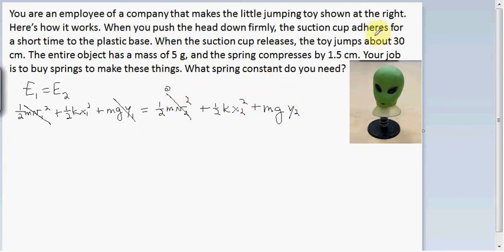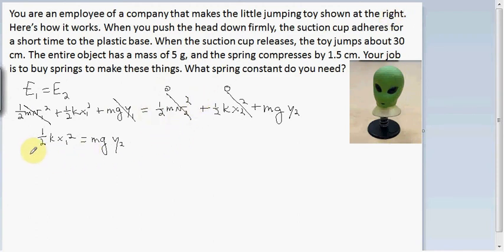Also, at the top of the motion, the spring is neither stretched nor compressed, and so I can say that x2 is also 0, and y2 is going to be, that's where our 30 centimeters comes in. So I've really got this down to just 1/2 k x1 squared is equal to m g y2. Okay? In other words, what happens really is that our spring potential energy is converted into gravitational potential energy.